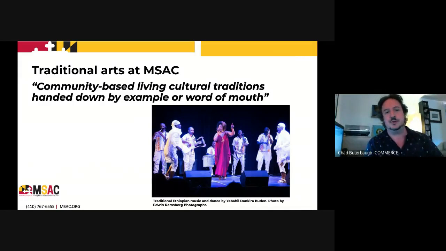Traditional arts could also refer to sung forms of arts. So here we have the traditional Ethiopian music and dance group, Yebeho Dankira Budin, which is based in Montgomery County, doing a performance. This sort of points to the fact, too, that in our traditional arts program at the Maryland State Arts Council, we support traditions that are coming from cultures that haven't necessarily been here for centuries, relatively recent arrivals, like our Ethiopian diaspora around DC, are very much welcome, and we're very excited to have them be part of our programming. Next slide.